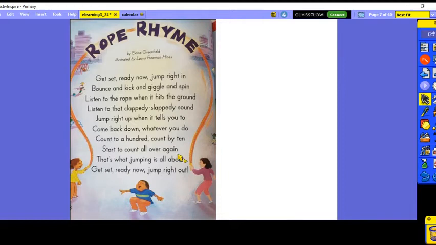10 and again have the same ending sound. That's what jumping is all about. Get set, ready now, jump right out. About and out have the same ending sound.